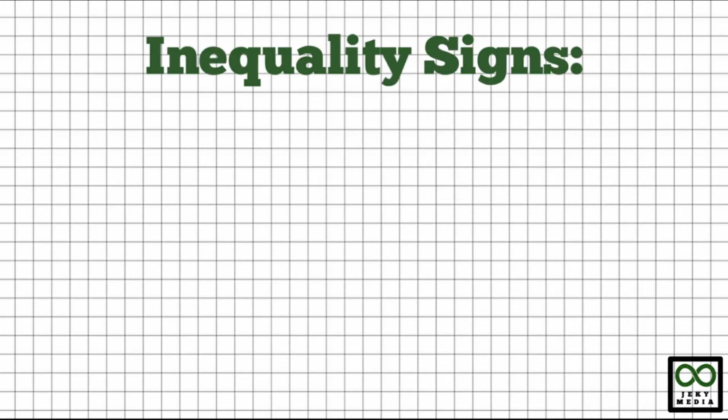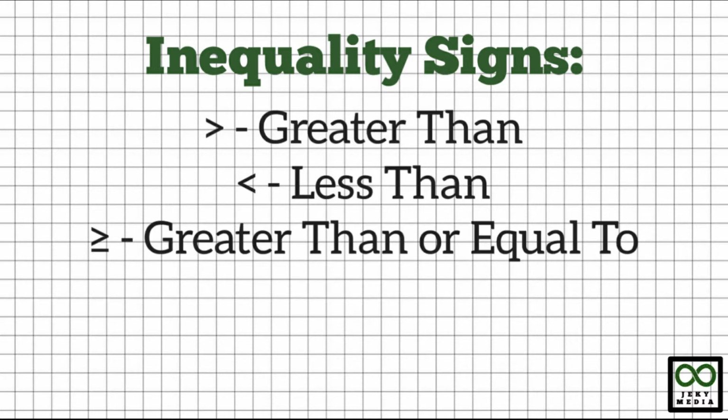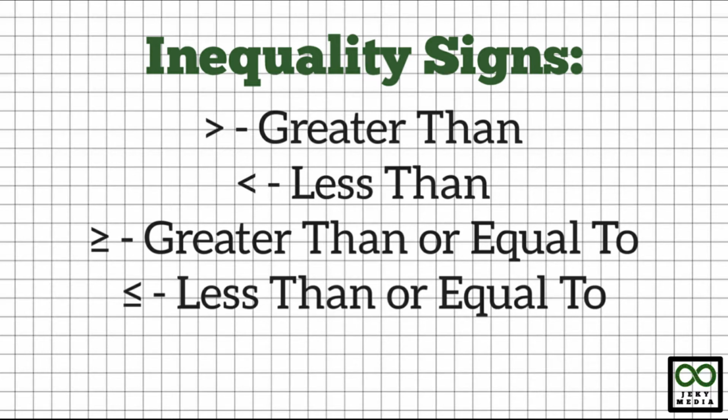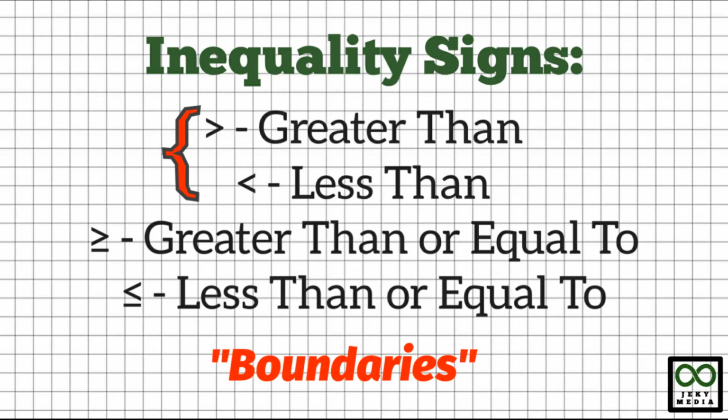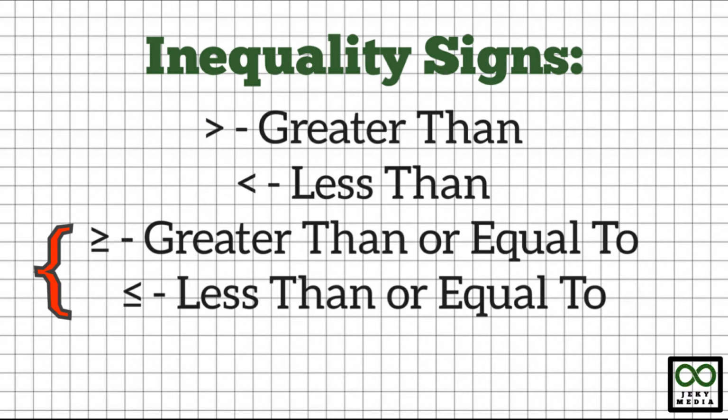The inequality signs are also as important as the number line. These are the following: greater than, less than, greater than or equal to, and less than or equal to. In representing the solution set by interval notation, it is important to know these inequalities. When the relationship of the numbers is greater than or less than, this means that the solutions become boundaries. When the relationship is greater than or equal to, and less than or equal to, this means that the solutions become limits.